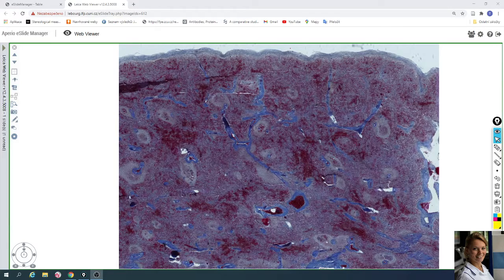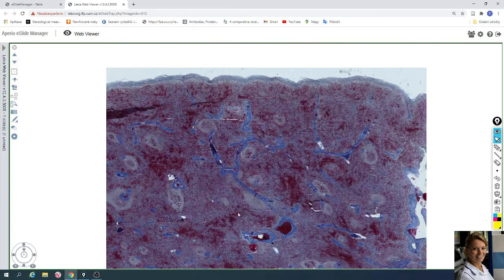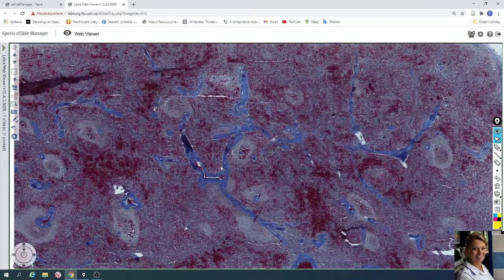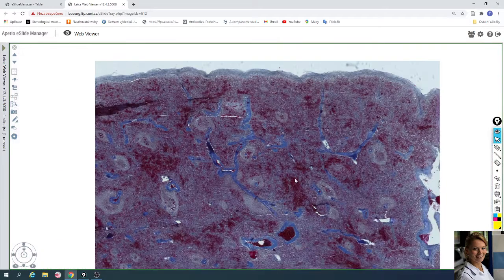In this video you will take a look at the spleen. This slide is stained with Azan. This is a special staining method to visualize collagen fibers. The collagen fibers are blue. Erythrocytes are dark red.